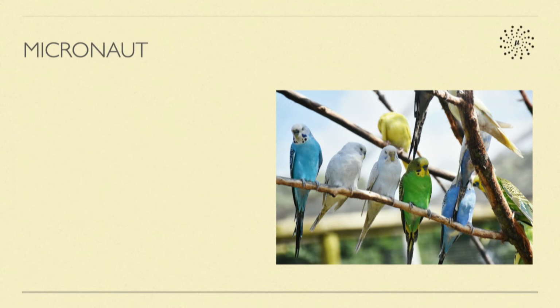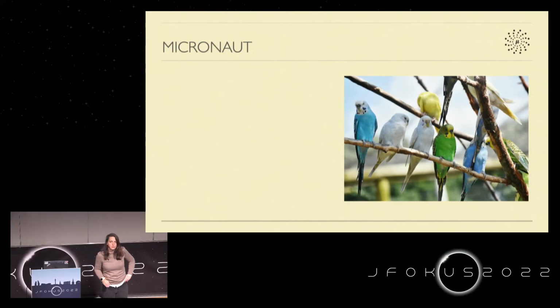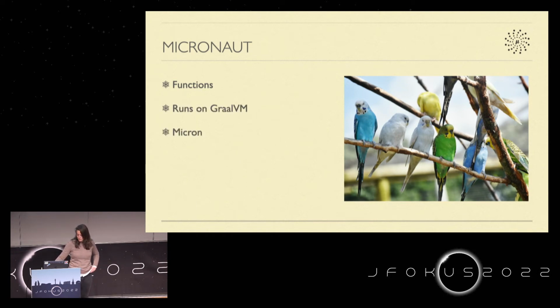That was about Ktor. Let's have a look at Micronaut. And everything that I'm telling you about Micronaut will hold for Quarkus as well, just for the Kotlin part, of course. Micronaut will enable you to write functions. It runs on GraalVM. And what's really good at Micronaut is that it has a CLI where you can initialize your whole code base before you start developing your Micronaut application.